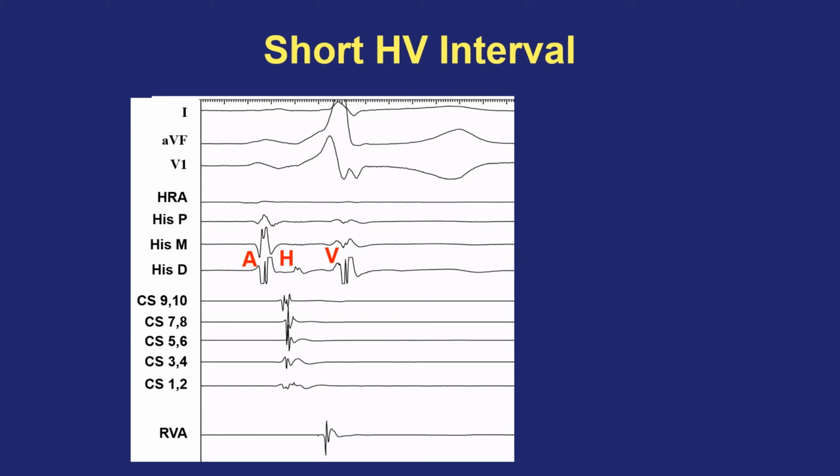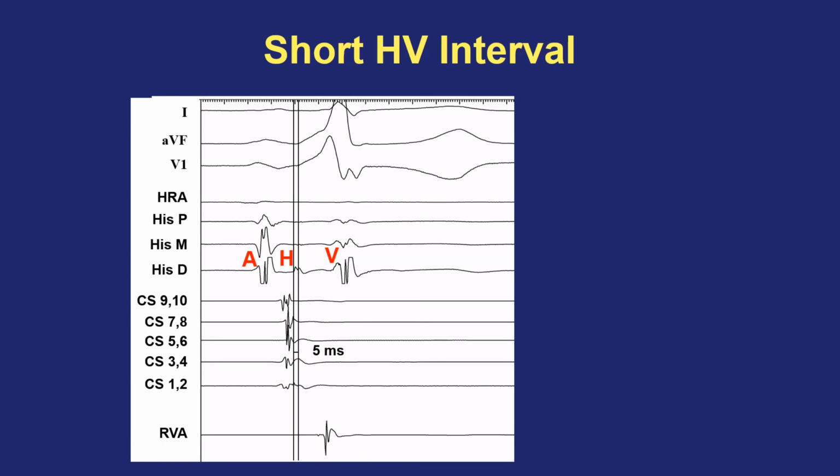What about a short HV interval like in this case? I've labeled in the His catheter the A, the H, and the V deflections. And if we measure the His bundle deflection to the very earliest part of the surface QRS, which starts here, I told you normal is about 40 to 60 milliseconds. Here we're only 5 milliseconds. And the question is, how is that possible?